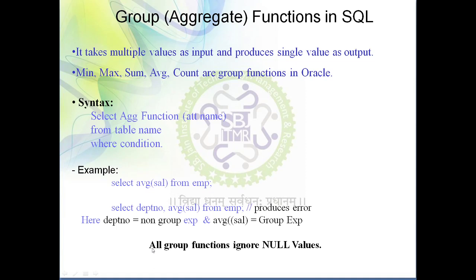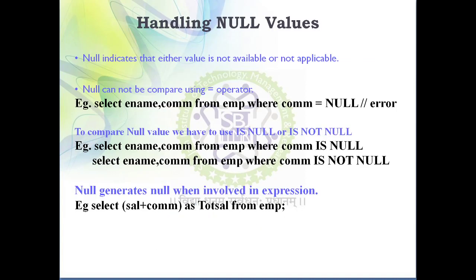And one point is regarding aggregate function. All group functions ignore null values. This is an important thing that you need to note, that all the aggregate functions will ignore the null values. Now you may not know what a null value is, or how to handle it. So first of all we will understand what a null value is and how to handle it in SQL. Null indicates that either the value is not available or not applicable. Suppose you have not specified the salary of a particular employee, you have kept it blank, so that blank is considered as a null. So handling that null is very important.